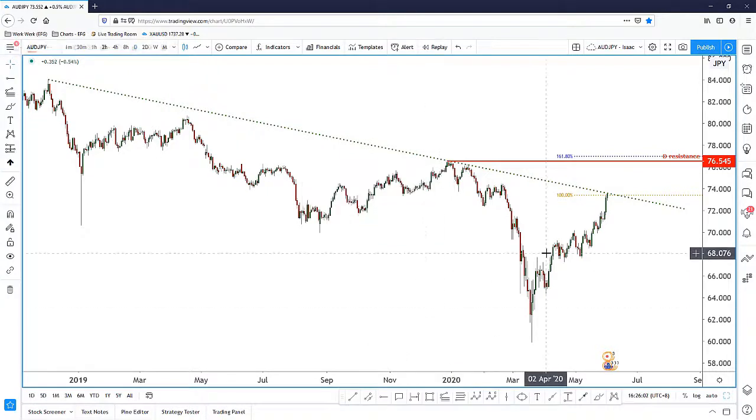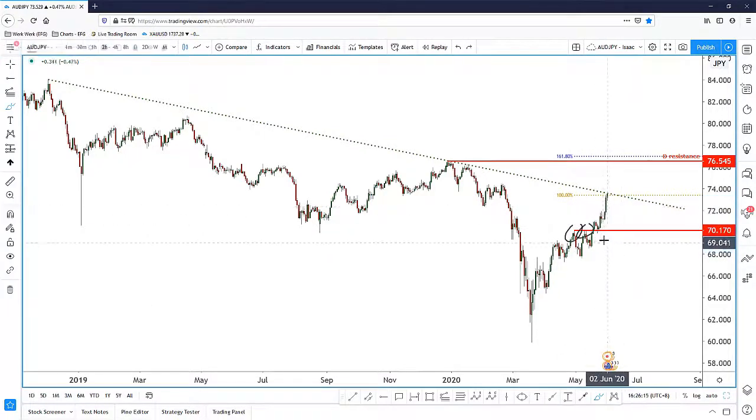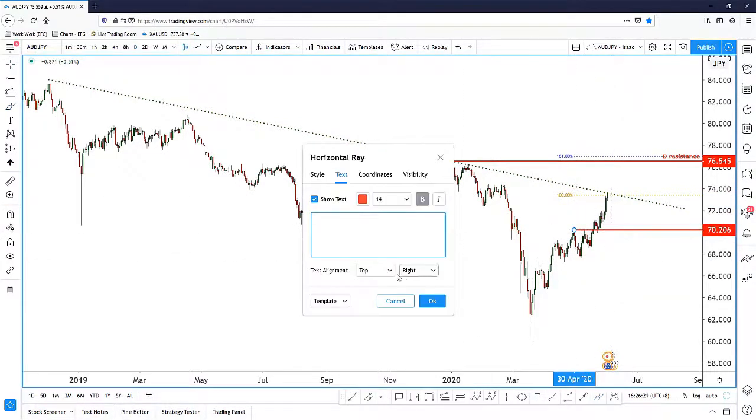Now that I have the daily resistance, graphically, of course, I'm going to put my daily support over here. Why I put it here is because this level is a very strong resistance turned support. We see the price broke out, came back and tested it, and now it's going higher. So let me call this the daily support.